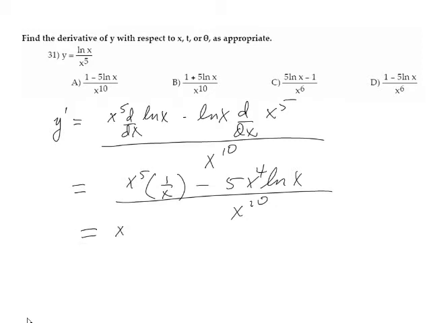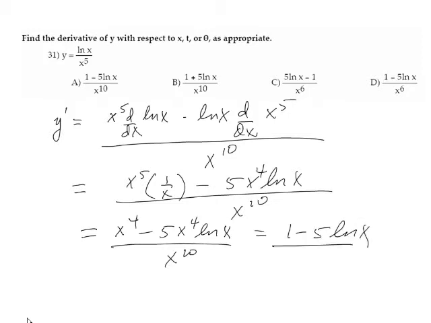which is equal to x to the 4th minus 5x to the 4th ln of x divided by x to the 10th. And simplifying this, that's 1 minus 5 ln of x over x to the 7th, and that's answer D.